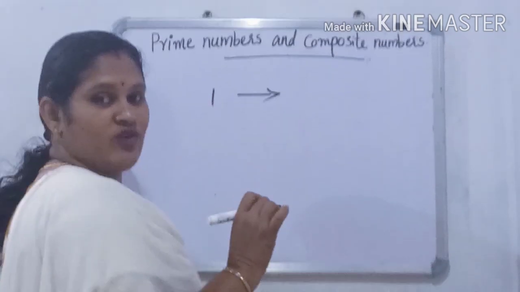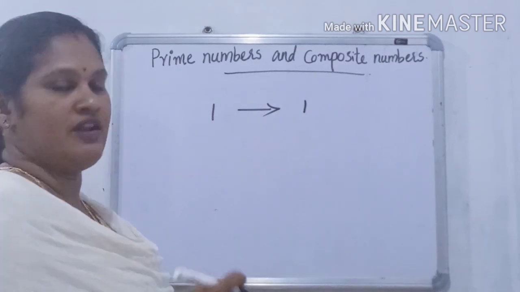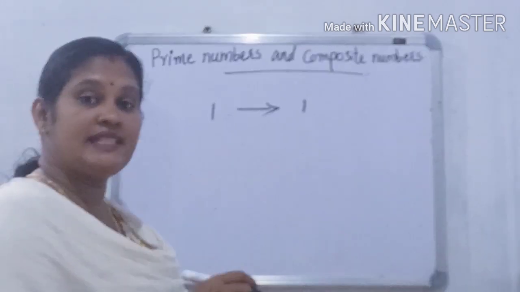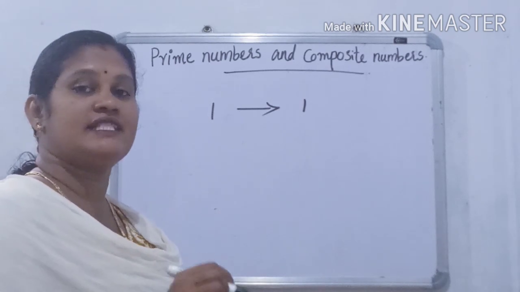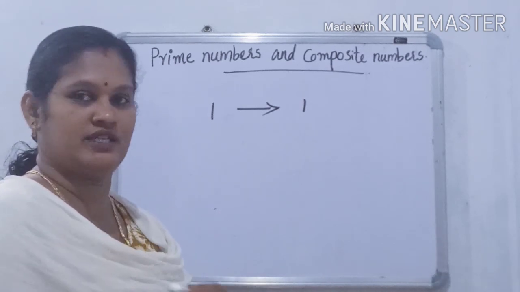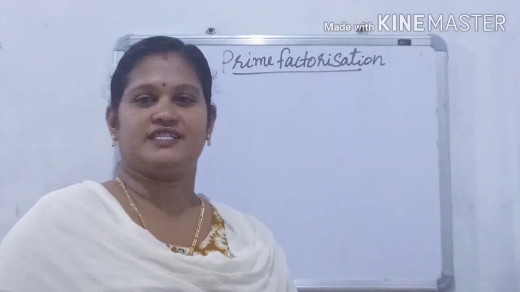1 into 1 equals 1. 1 has only one factor, that is 1. So, 1 is neither prime nor composite. Clear? Next is prime factorization.